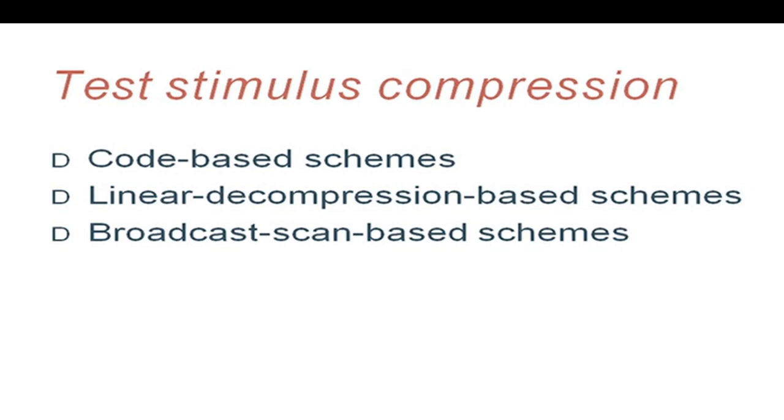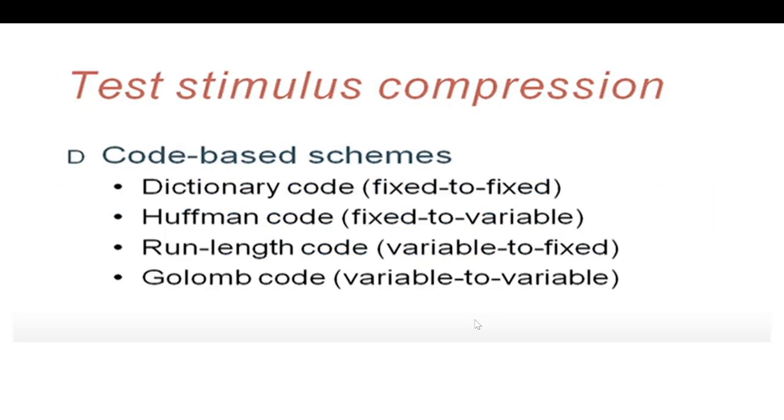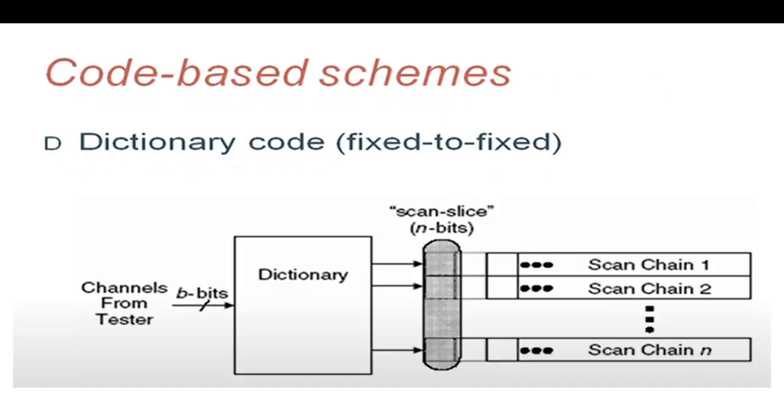So test stimulus compression, we said we have code based, linear decompression based, and broadcast scan based. Where the code based came, we have four methods: dictionary code, Huffman code, run length code, and Golomb code. So first we will see the dictionary code. Here we will have a dictionary which is in the circuit only, not in the ATE. So the tester gives the number of bits. So if it says say 00 is the address, in the 00 there will be one pattern. So now this pattern will be selected and applied to all the scan chains and to the circuit.